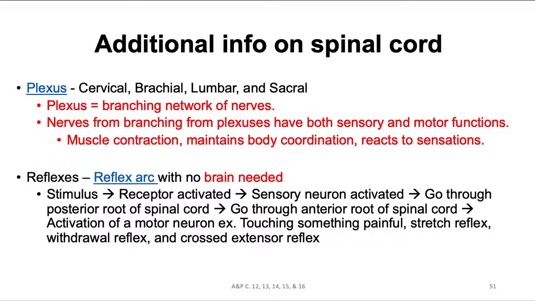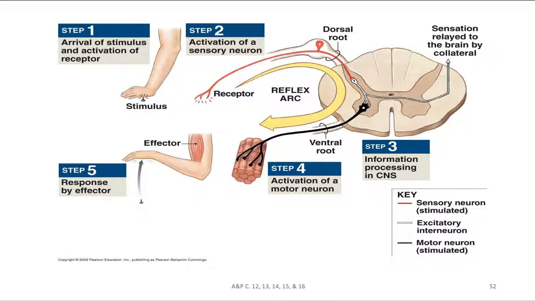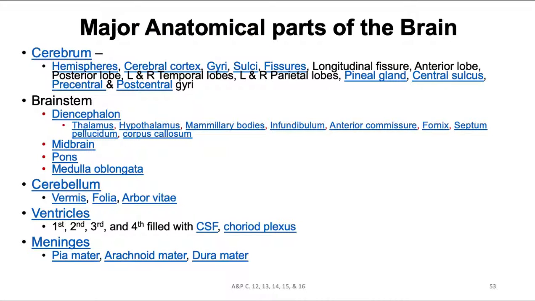I would be familiar with the path of how a reflex works: a stimulus is applied and our receptor gets activated, and once that receptor is activated, it's going to send its message through a sensory neuron, and it's going to be received at the posterior root of the spinal cord. Then it's going to go to the anterior root of the spinal cord, and it's going to activate a motor neuron, which is going to cause a response. So the example is, if you touch something painful, you're going to pull it away right away. It's a quick response. Here's a diagram of the reflex arc, if you prefer this over the writing.